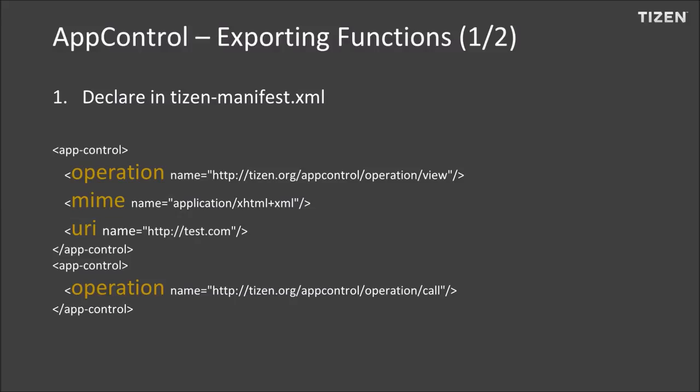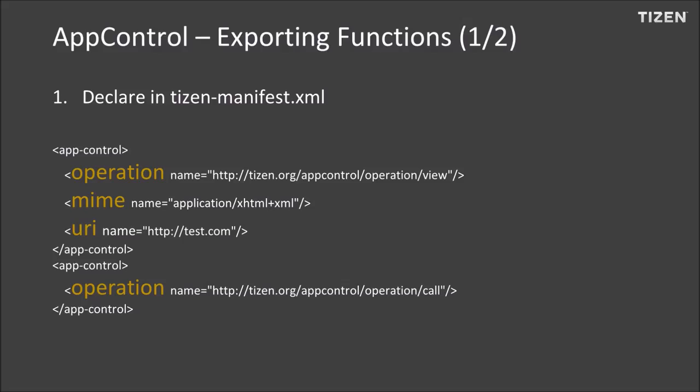The first step is to declare the MIME URI types and operations in the application manifest file using XML tags. The operation tag specifies the action to be performed. The MIME tag specifies the MIME types that will be handled by the application. The URI tag specifies the URI to be used to perform the operation.